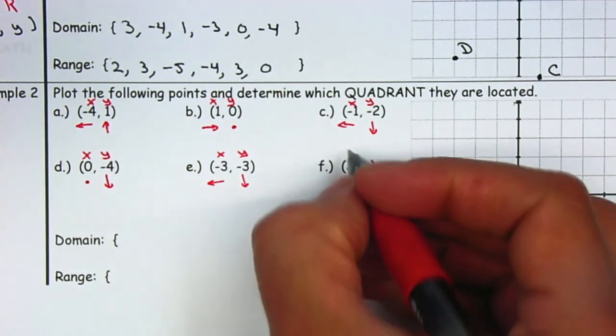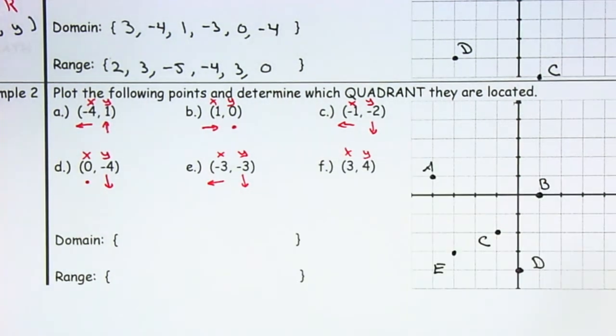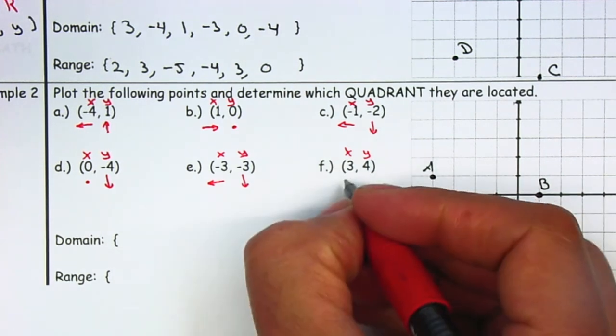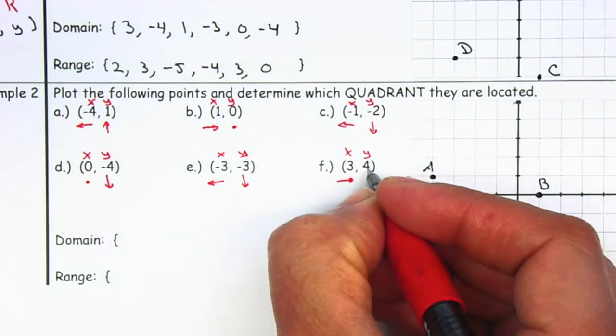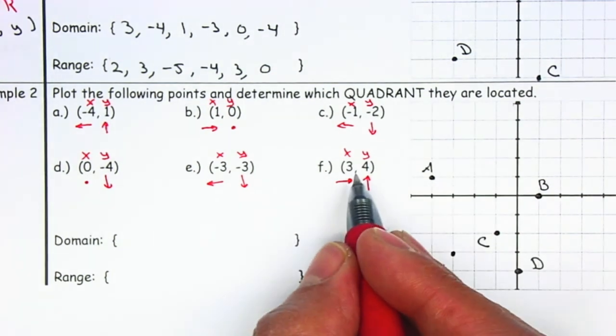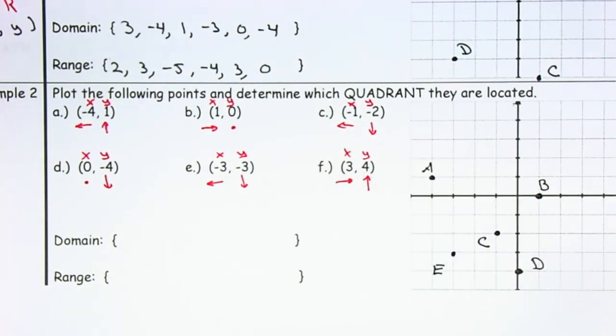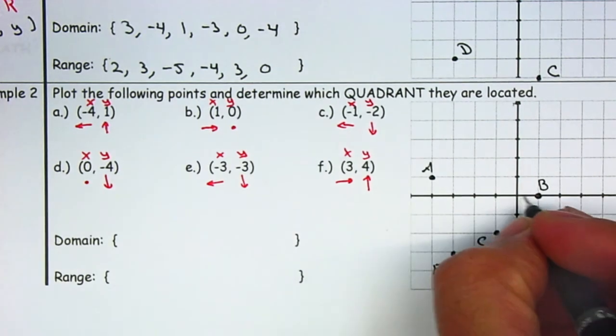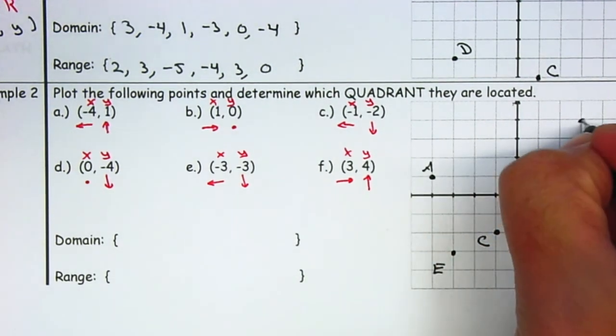Letter F will be x, y. It's positive, so I'm going to go to the right 3. It's positive, that means I'm going to go up 3. Remember, your x will be left or right, your y will be up or down. So I'm going to go to the right 3 and up 4, and that'll be letter F.